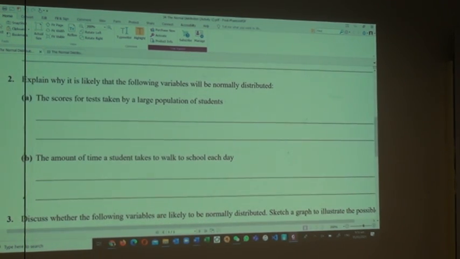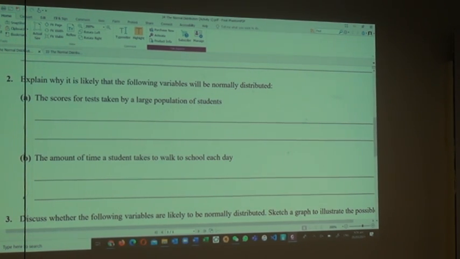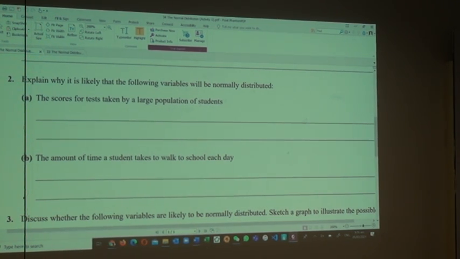Oh, it says it's normally distributed already, so just say why. And by why, just tell us why you think most of the data will be clustered around the average, the mean, and a few ones will be at the extreme, or maybe due to this and that.